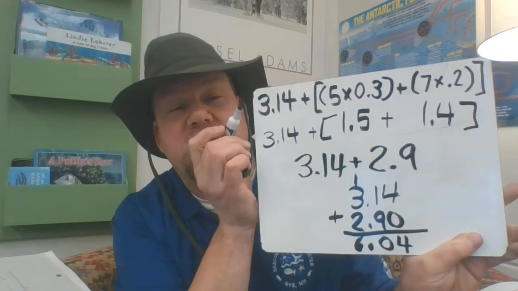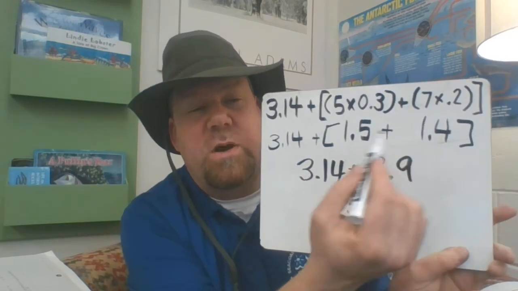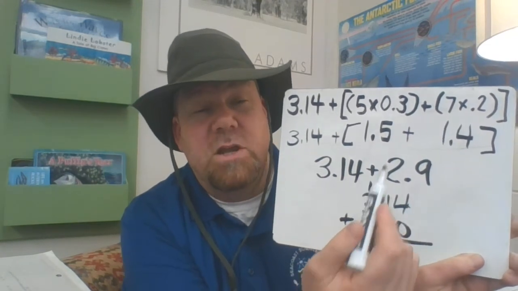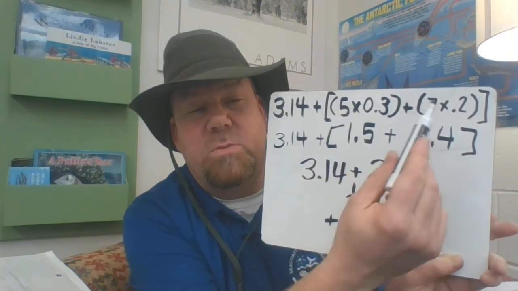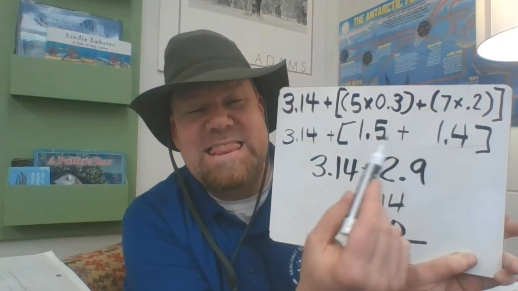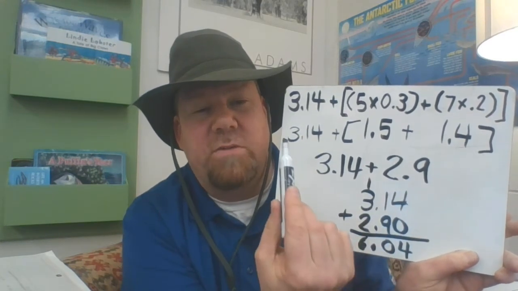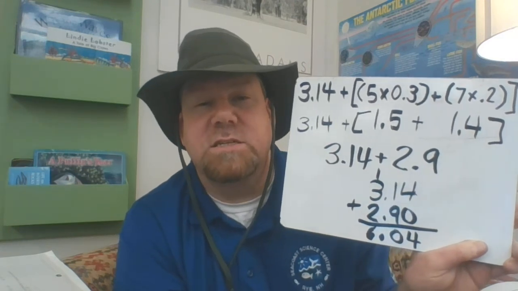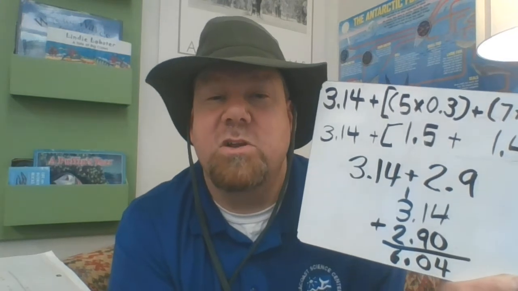So we started off here with 3 and 14/100ths plus, and then two other problems in parentheses, in brackets. Solve the parts of the problem that are in the parentheses first, then inside the brackets, drop it down, solve the rest of the equation, and then voila, we have 6 and 4/100ths. I hope that helped you out rather than confused you.